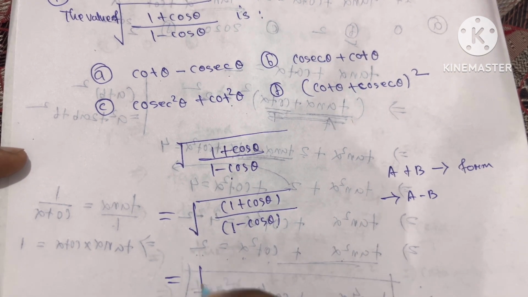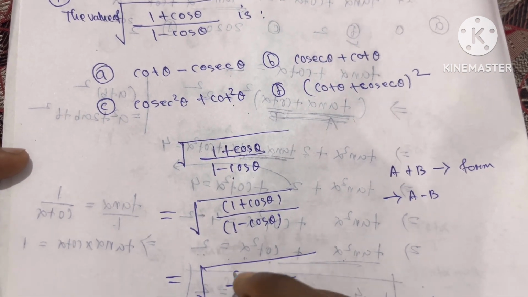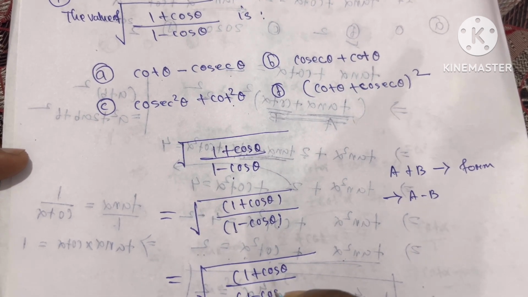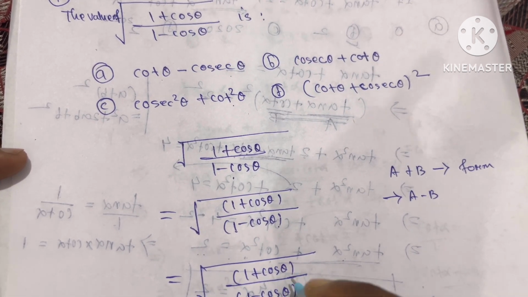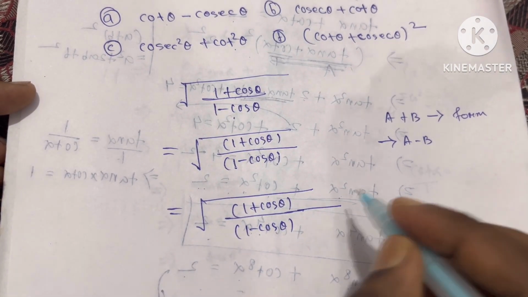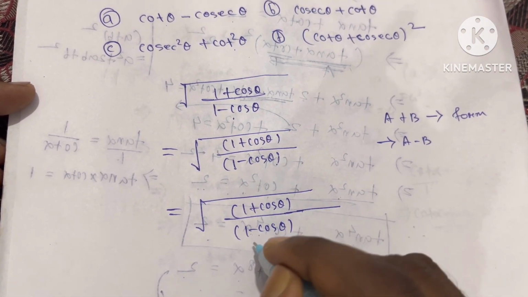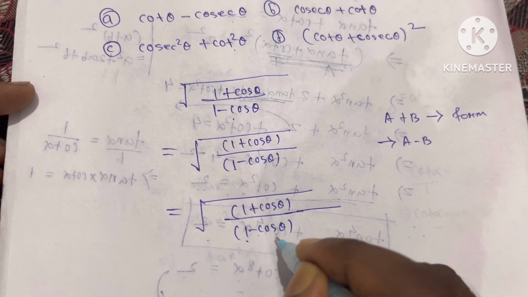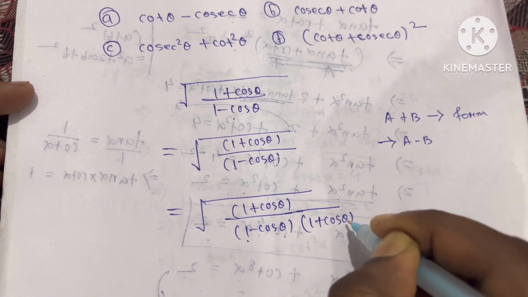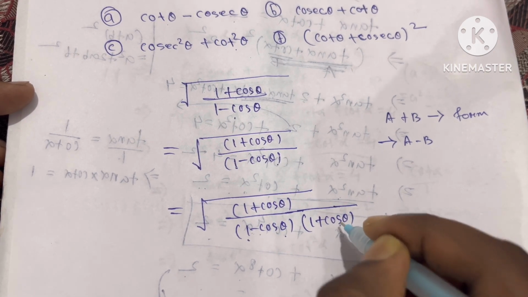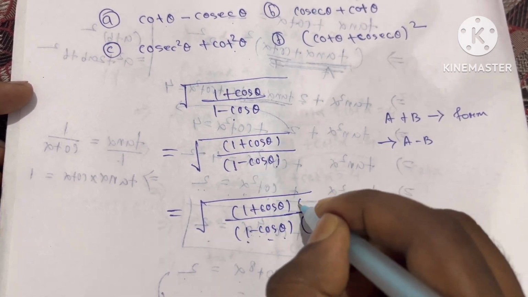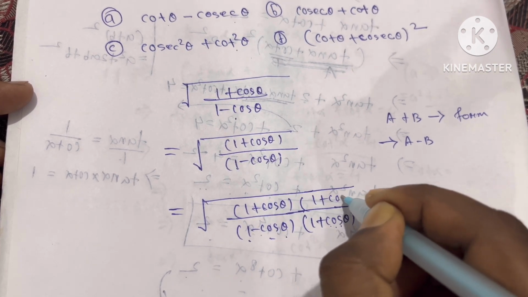So for removing the root and simplifying this question, I multiply both numerator and denominator by the conjugate of the denominator. The conjugate of the denominator means 1 plus cos theta, since your denominator is 1 minus cos theta. That's why I multiply by 1 plus cos theta here, and I have to multiply the numerator also by 1 plus cos theta.